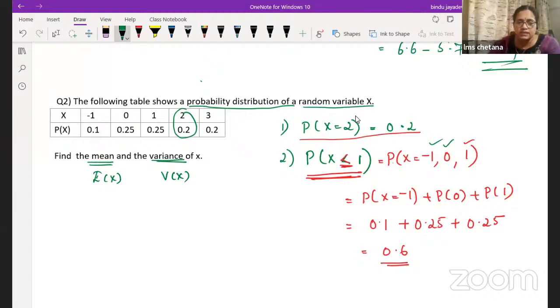Therefore, x greater than or equal to 1. Which values come? 1 will come, 2 will come, 3 will come. Then you add all these 3. Therefore this is one sub question that can be asked along with the expectation of x. Please write this, it is an extra question for you. Then we'll do the second part, the main question. Any doubt, please ask me.